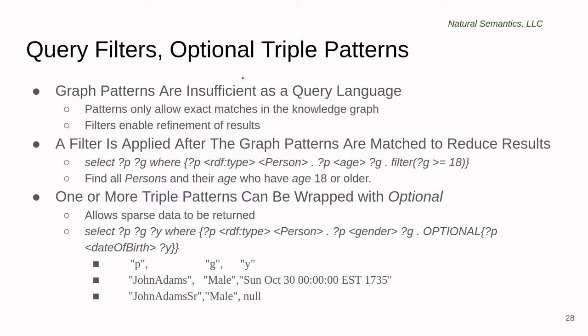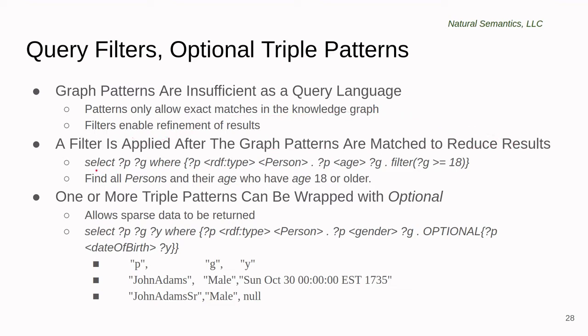There are a couple of additional concepts that are important to graph query languages. One is filters, the other is optional patterns. Graph patterns are insufficient as a query language. Patterns only allow exact matches in the knowledge graph. Filters enable refinement of those results. A filter is applied after the graph patterns are matched to reduce the result set.